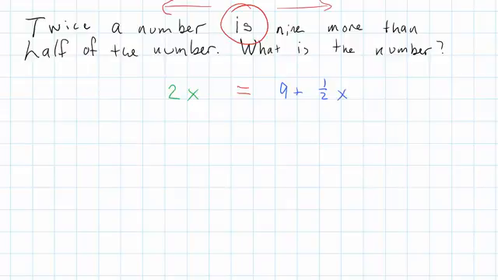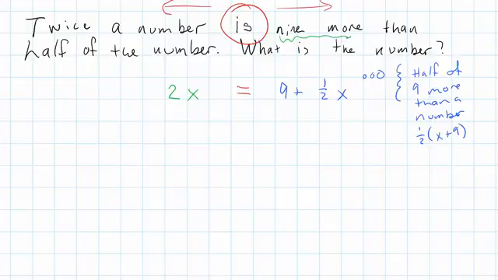So here, because it said 9 more first, we know that we need to add in the 9 and then multiply by a half. If it had said half of 9 more than a number, that would have told us that it was half of x plus 9. But here it says 9 more than half of the number, so we multiply by a half first and then add 9.